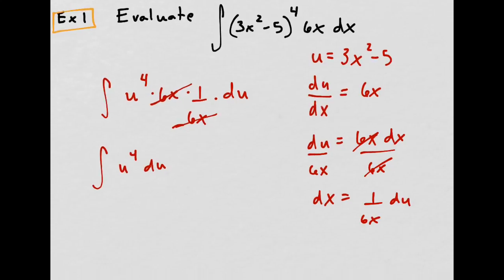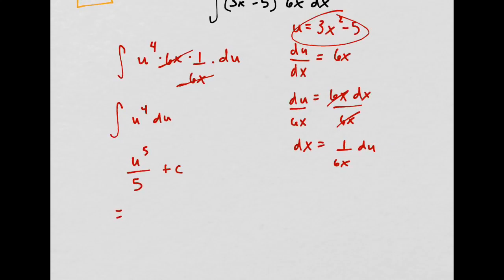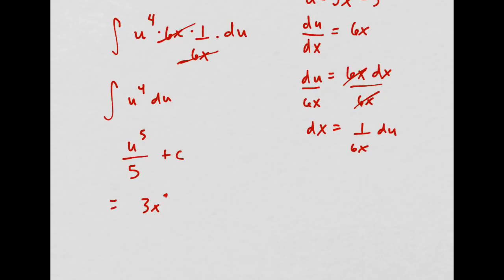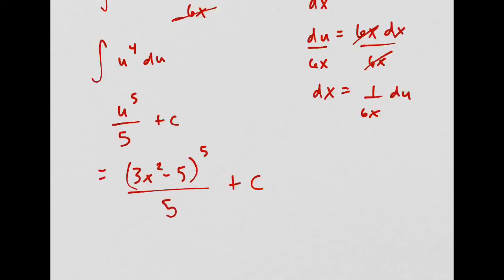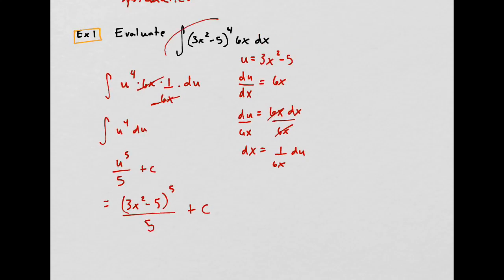Everything's in terms of u, so I can take my integral. This is getting the antiderivative. Then u to the fifth over 5 plus c. And then I'll switch back. U was 3x squared minus 5. So I'm going to raise that to the fifth and divide by 5, and then have the plus c there. So there we go. If we took the derivative of this, we'd definitely get back to that, with the 6x out there.